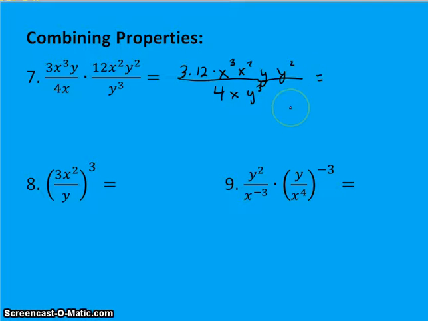Now if I combine it, 3 times 12 is 36. And then I have x to the third times x squared. So they each have the same base, so I'm going to add my exponents. X to the fifth. Same thing here with y's. Y to the first. So 1 plus 2 is y to the third.